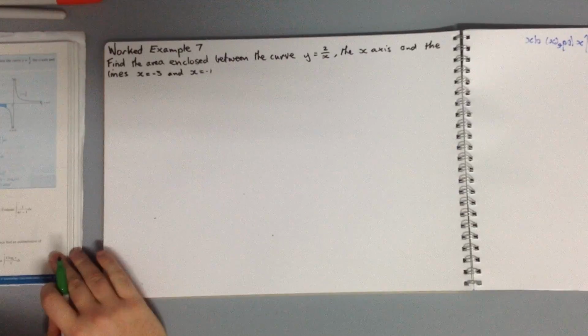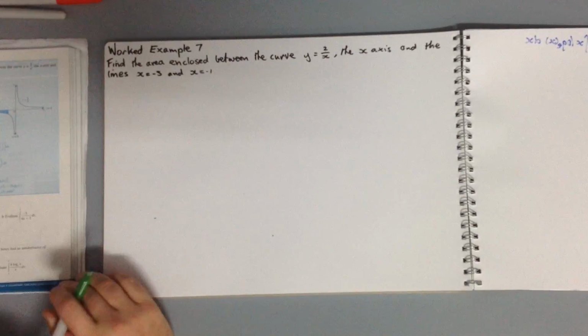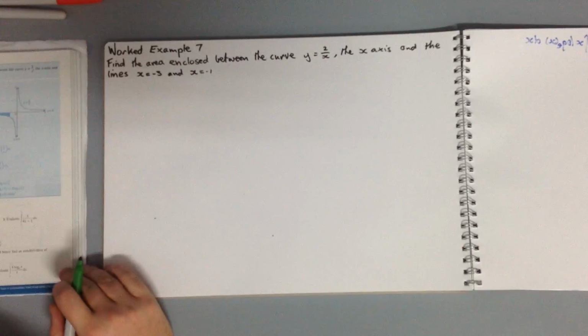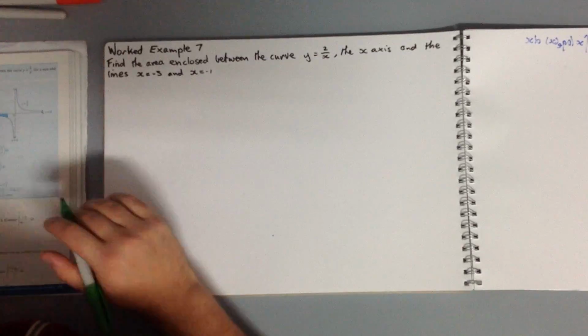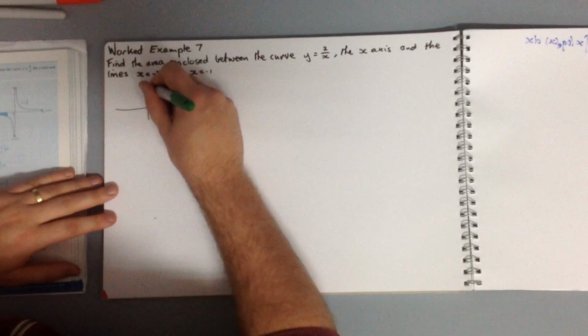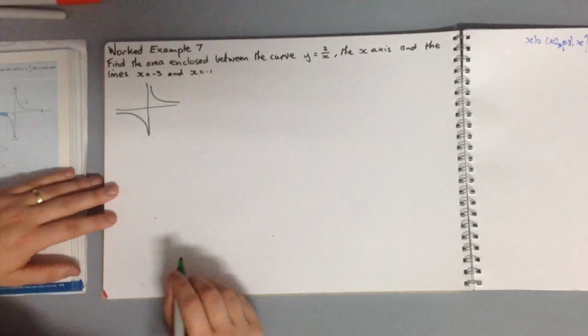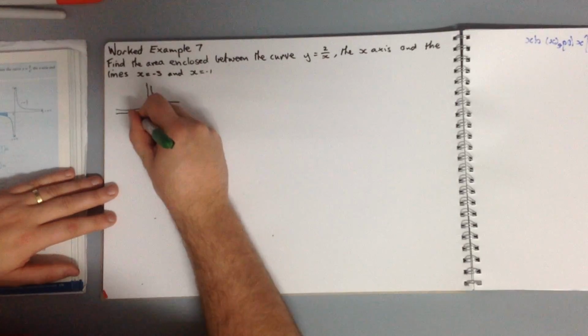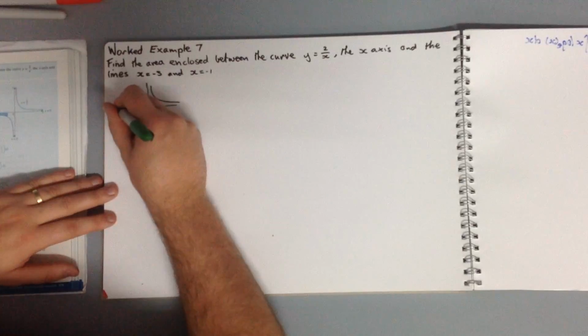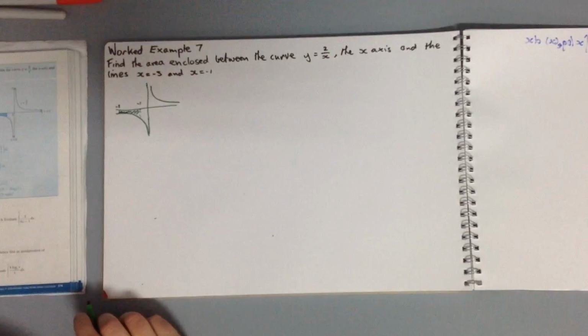We've got one more worked example to go, which is worked example 7. We want to find the area enclosed between the curve y equals 2 on x, the x-axis, and the lines x equals -3 and x equals -1. If we were to draw a little graph of this, our graph would look something like that. We're finding our area from -3 to -1, so in this area here.